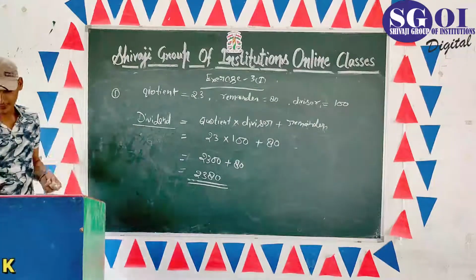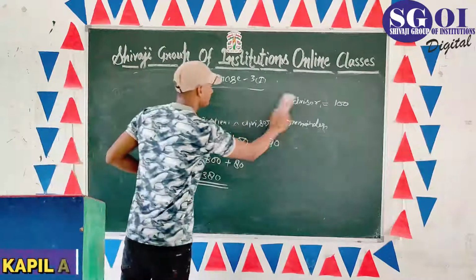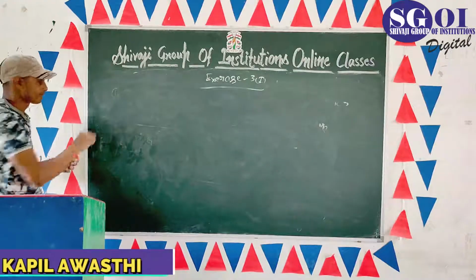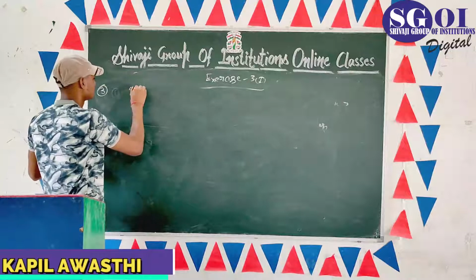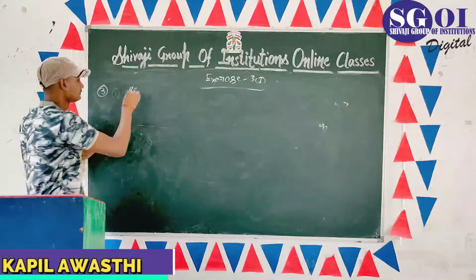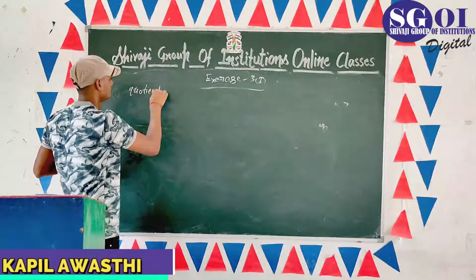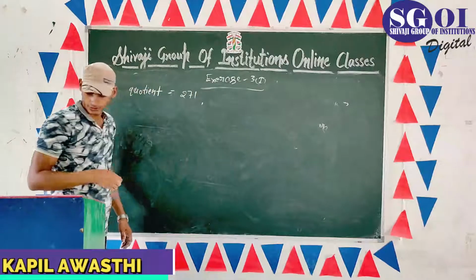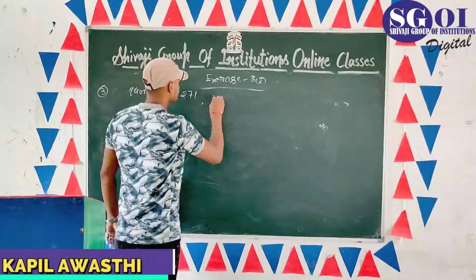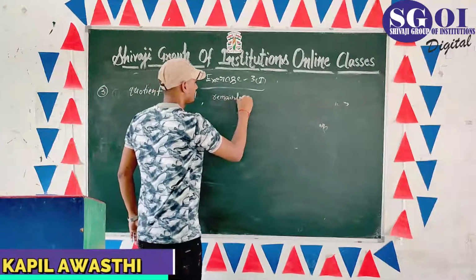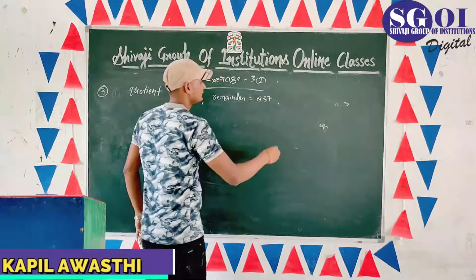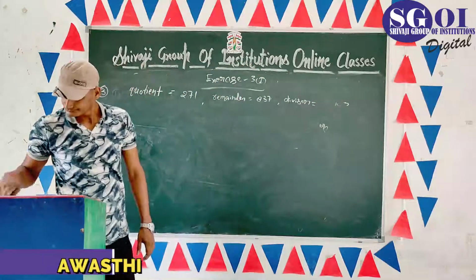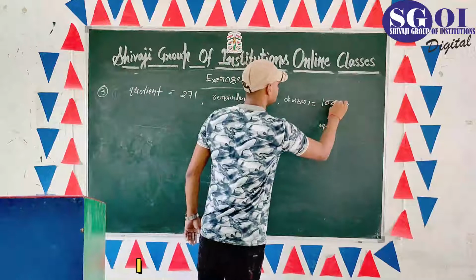That was question number second. Now question number third. Quotient is equal to 271, remainder is equal to 837, and divisor is equal to 1000.